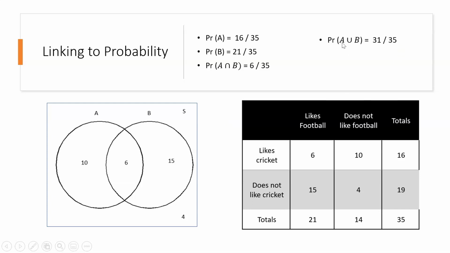How many like football, like cricket, or like both? So in the entire union of A and B, that's our 10 plus 15 plus 6. So 31 out of 35 because we've only got 4 that don't like any of the sport.